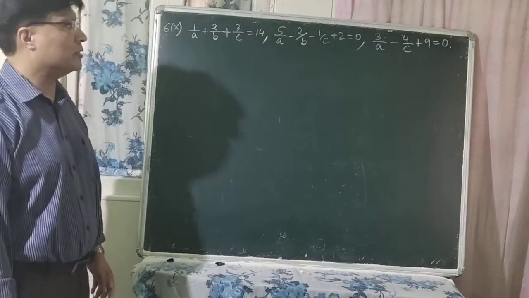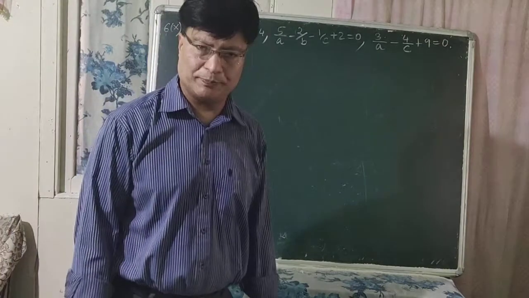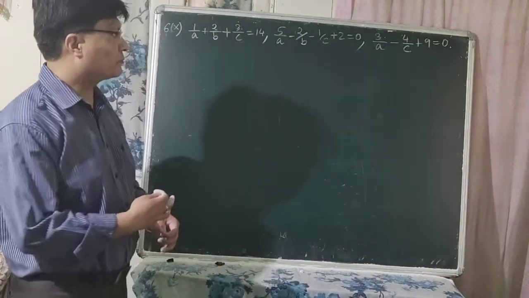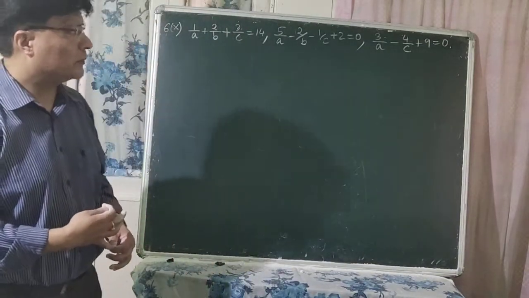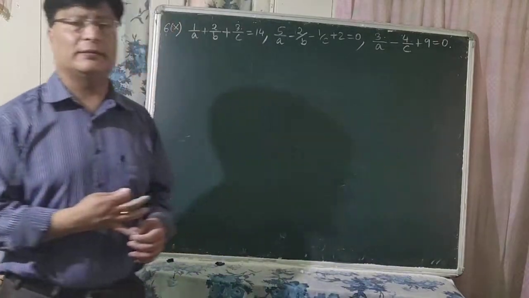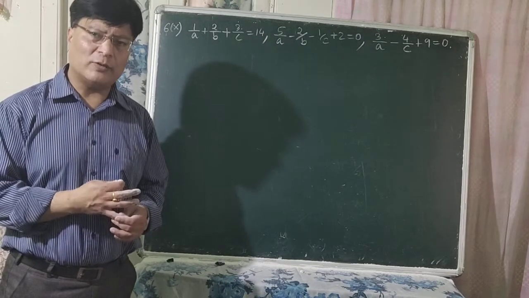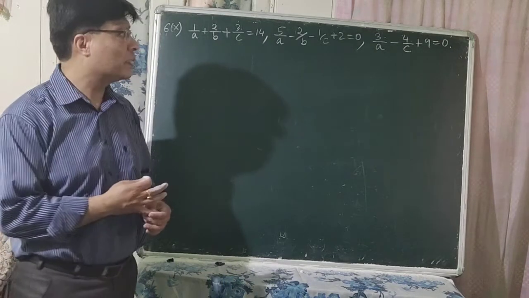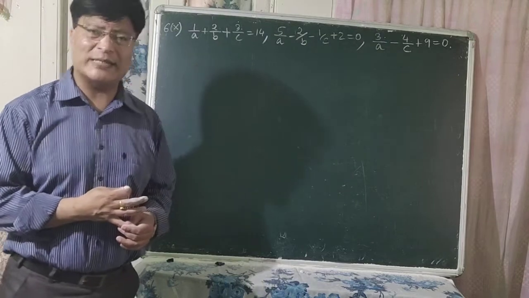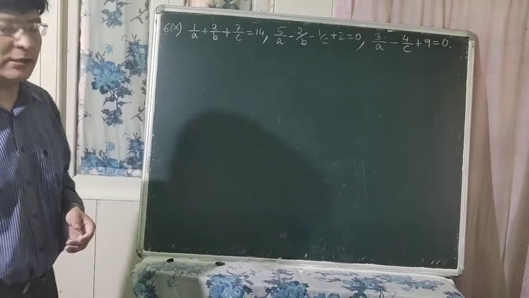And in the third equation, it is given 3 upon a minus 4 upon c plus 9 is equal to 0. So in the third equation, what is missing there? B is missing there. Okay? The unknown quantity B is missing out there. And also I told you that you have to take that constant term, which is free from a, b and c, to the right hand side.